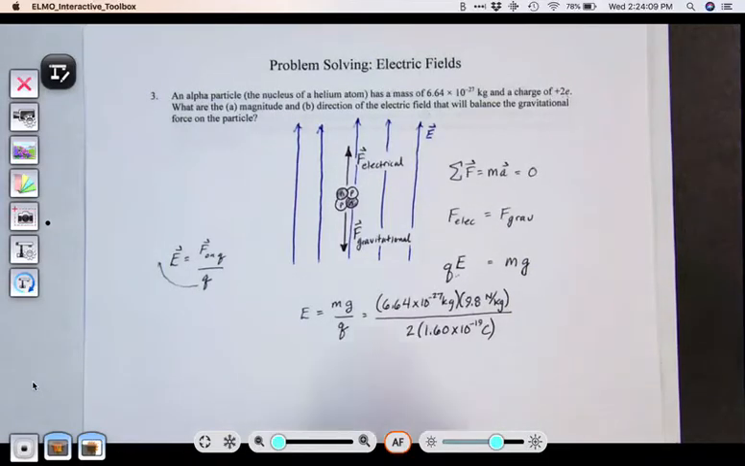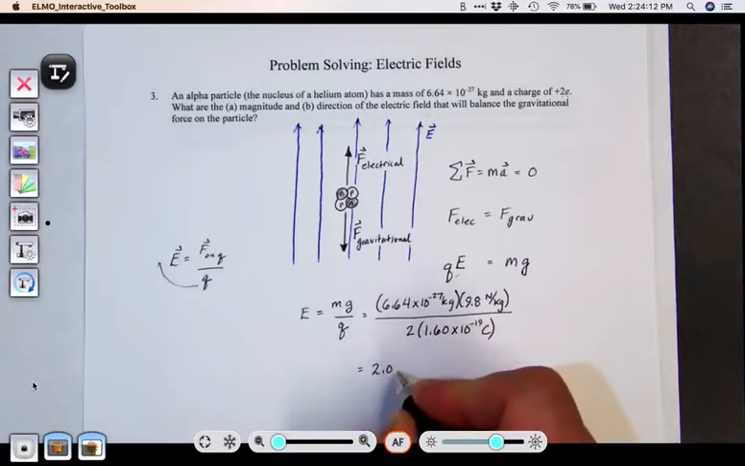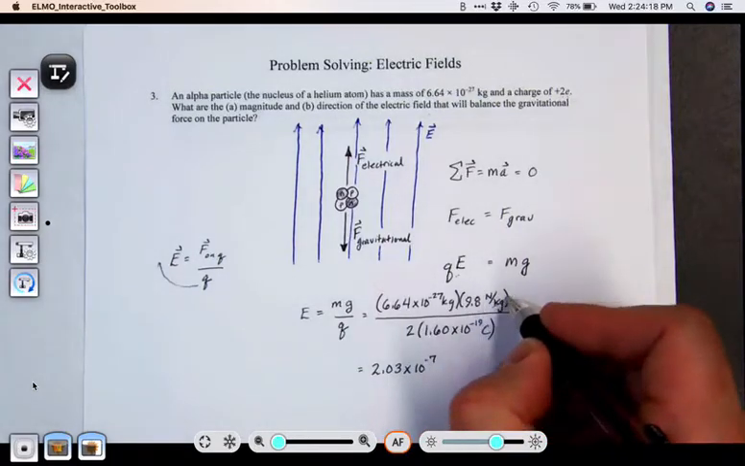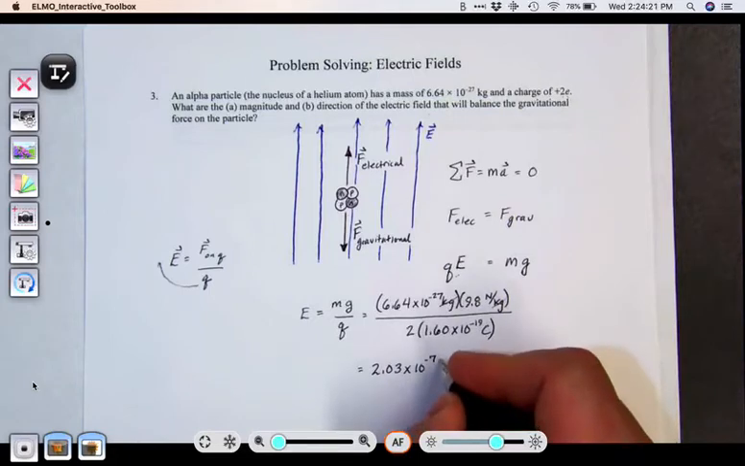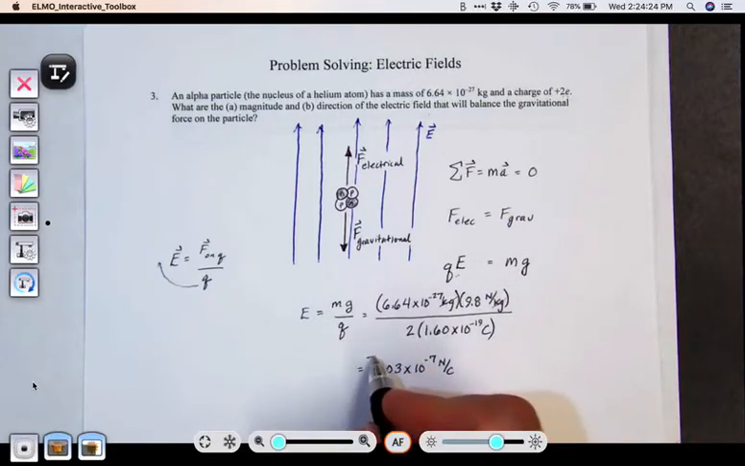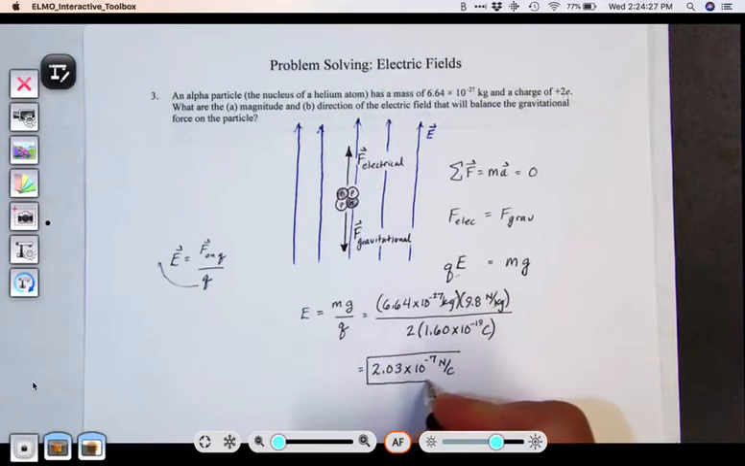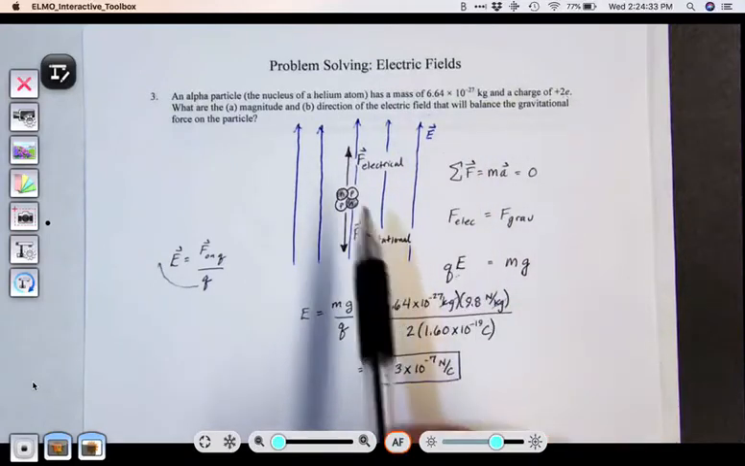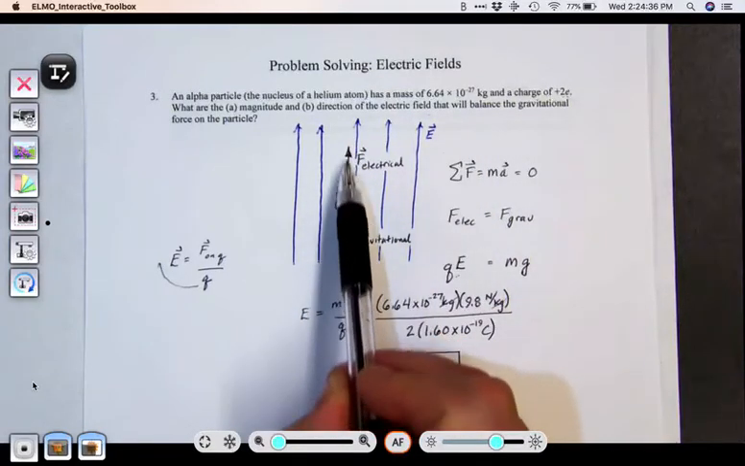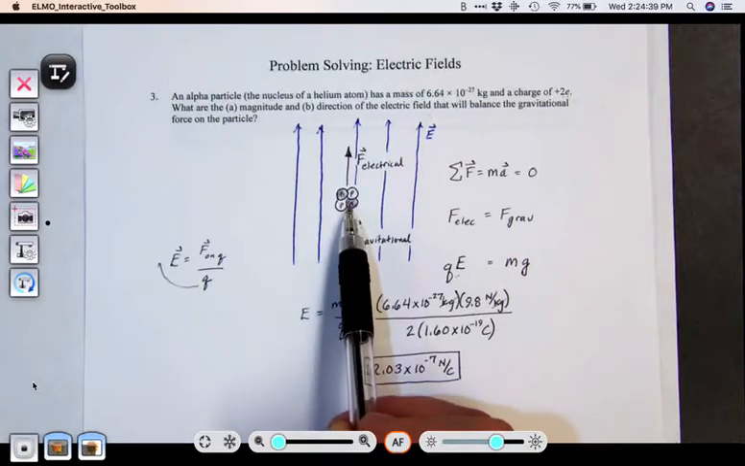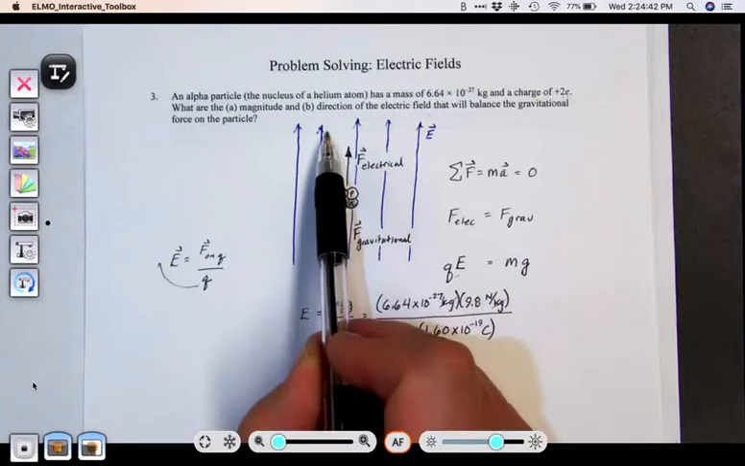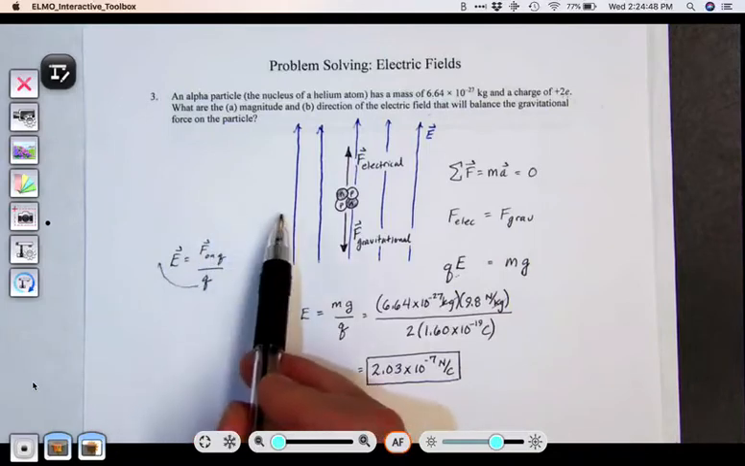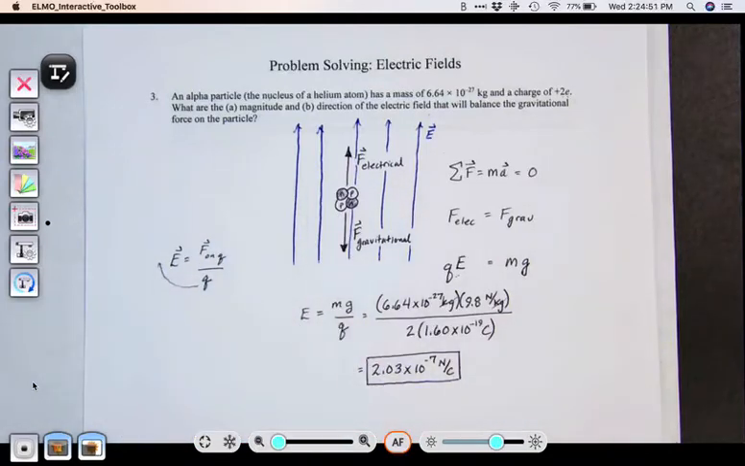And if you plug all those into your calculator, you get 2.03 times 10 to the negative 7. Units are, let's see, kilogram cancels kilogram. I'm left with newtons per coulomb, which is the standard unit for an electric field. And what's the direction of the electric field? Well, we already answered that. If I have an upward electrical force and the particle itself is positively charged, that's consistent with an upward electric field as well. Or if you were doing it angle-wise, the standard angle of 0 to the right, this would be a 90-degree angle for that problem.